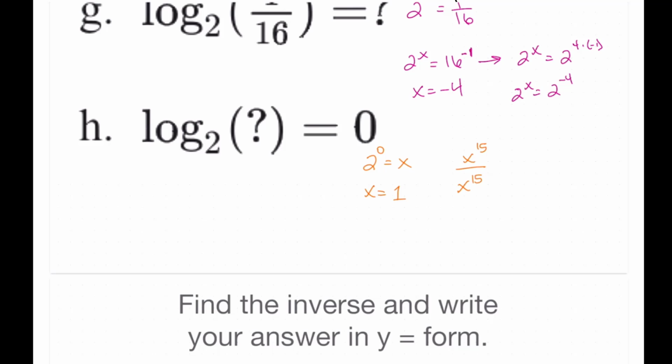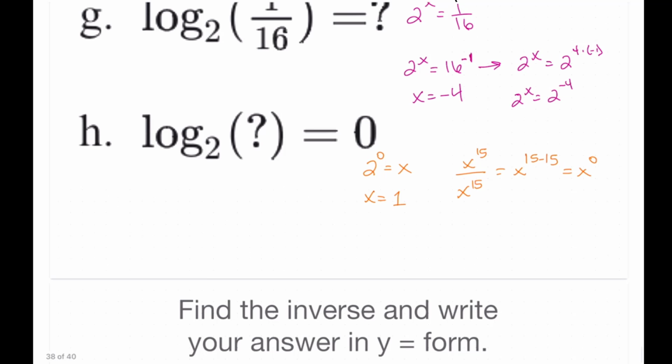If we use the property of subtracting our exponents, this would be x to the 15th minus 15, which is x to the 0, right? And we know that x to the 0 is 1. Yep. All right.